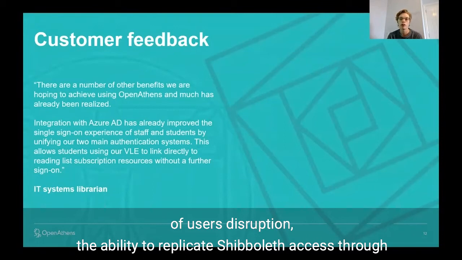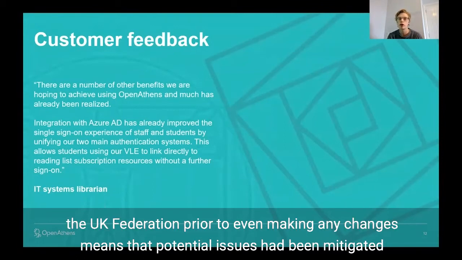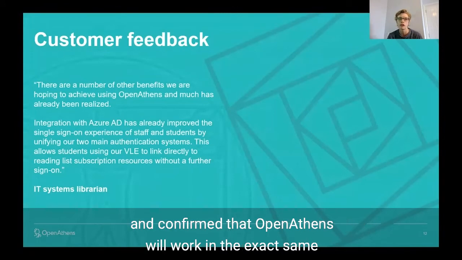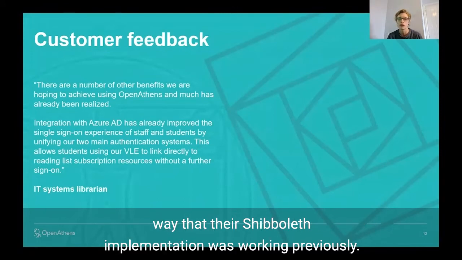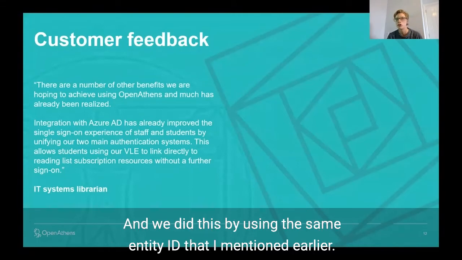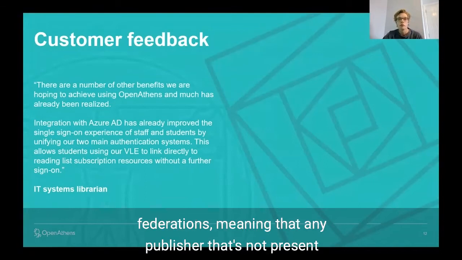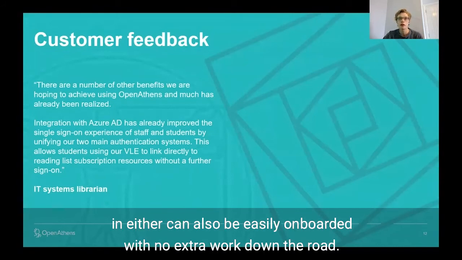The ability to replicate Shibboleth access through the UK Federation prior to even making any changes means that potential issues have been mitigated before they've even appeared, and that we've tested access to everything and confirmed that OpenAthens will work in the exact same way that their Shibboleth implementation was working previously. And we did this by using the same entity ID that I mentioned earlier. And the customer is now also a member of 2 federations, meaning that any publisher that's not present in either can also be easily onboarded with no extra work down the road.